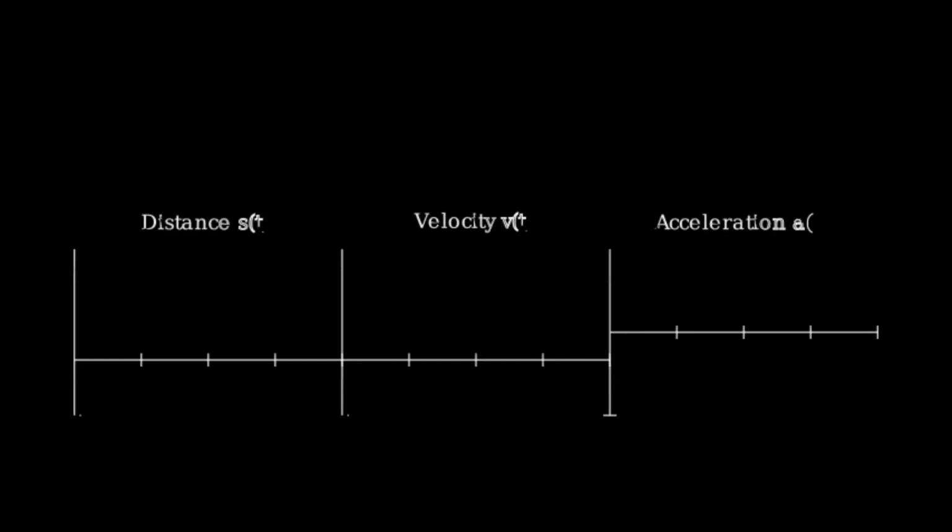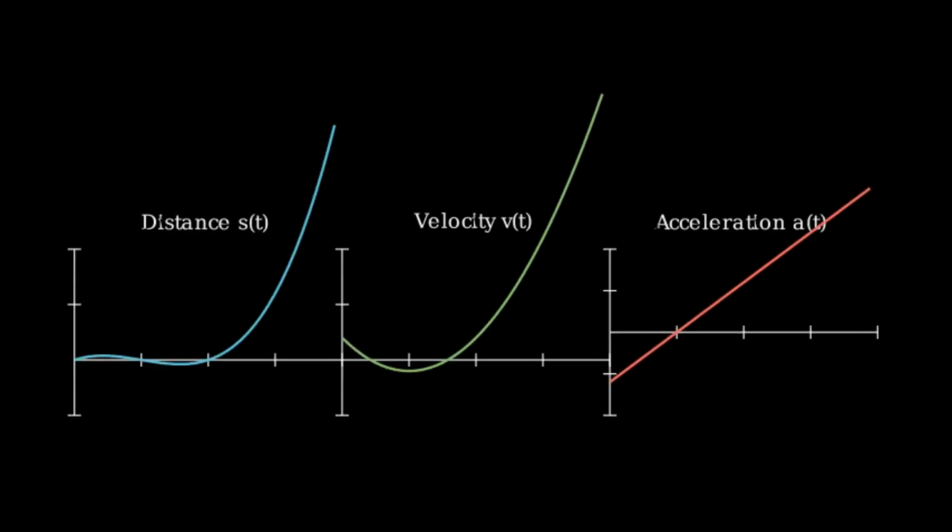The derivative of your position is your velocity. The derivative of your velocity is your acceleration. We use these calculations to land rovers on Mars and to keep satellites in orbit.